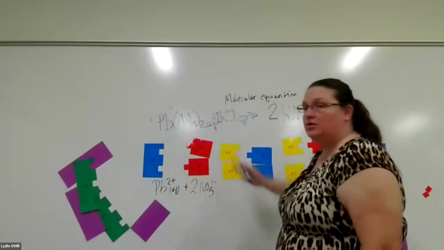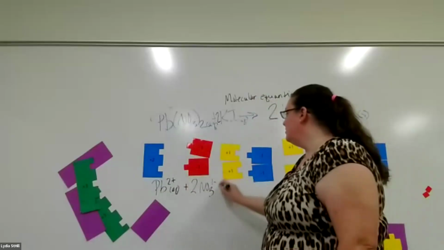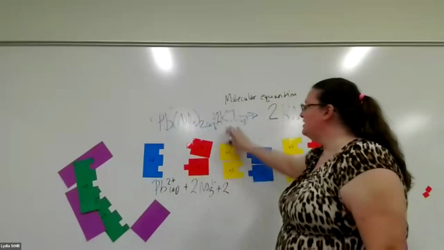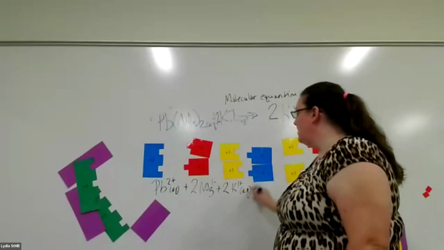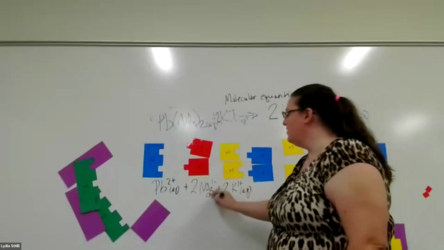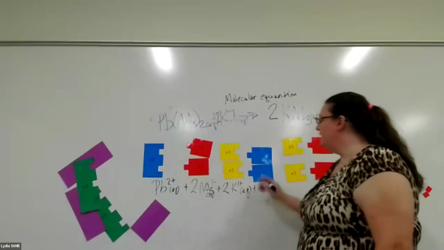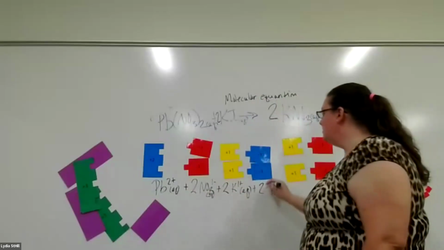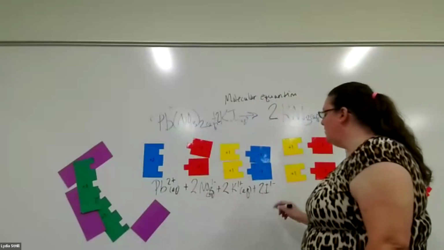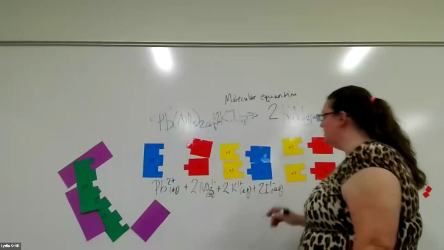Here, again, I have 2 when it's balanced. So I'm going to say plus 2, and what is this ion? It's K+. And again, these are aqueous. Sorry, I forgot to put aqueous over here. And then we're going to go plus, and this one's my I, and I have 2 of them, plus 2 I1 minus, and again, this is aqueous.